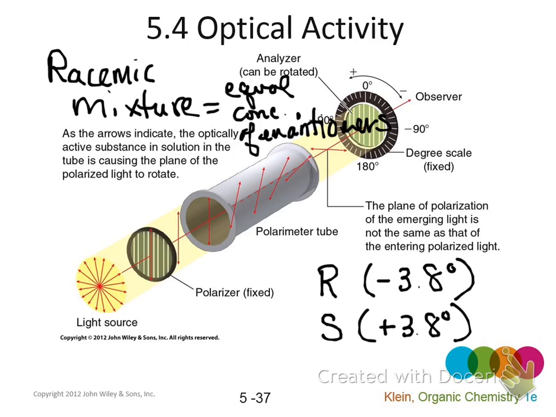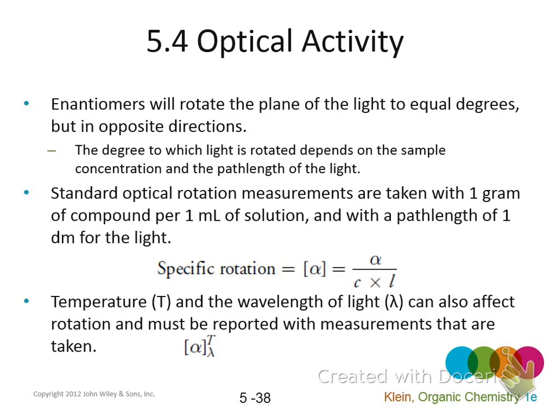Remember, the way we assigned R and S was kind of arbitrary, right? R and S doesn't necessarily tell you that if it's R, it's always going to the left or always going to the right. That's actually dependent on how the molecule interacts with the light, not with how we name it. But we do know if it's R and it's a positive rotation, then S will have a negative rotation. R and S will always be opposites of each other. We just don't know whether R will always be clockwise or counterclockwise.